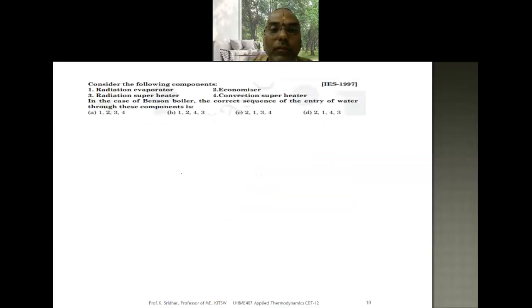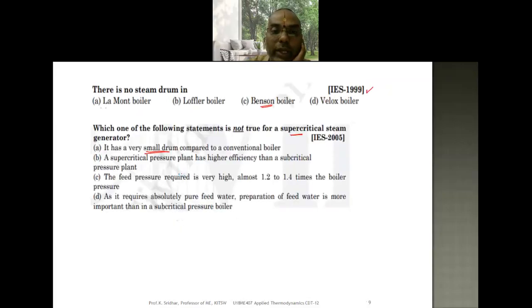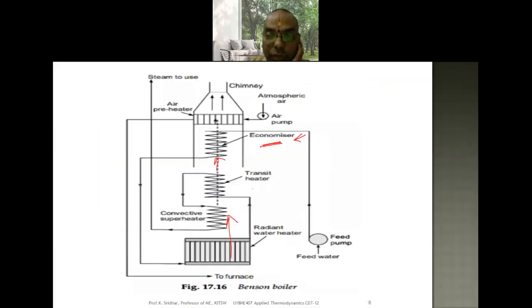Similarly here, 1, 2, 3, 4 is given. What is the correct sequence of the entry of the water through these components? That is the radiation evaporator, economizer, radiation superheater, convection superheater. Just go through the schematic diagram. Now you can answer C: the correct sequence of the water in the Benson boiler is the economizer, radiation evaporator, radiation superheater, and finally convection superheater. Just go through the Benson boiler schematic diagram. There is a radiant water heater, a convective superheater, a transient heater, the economizer, and then the chimney.